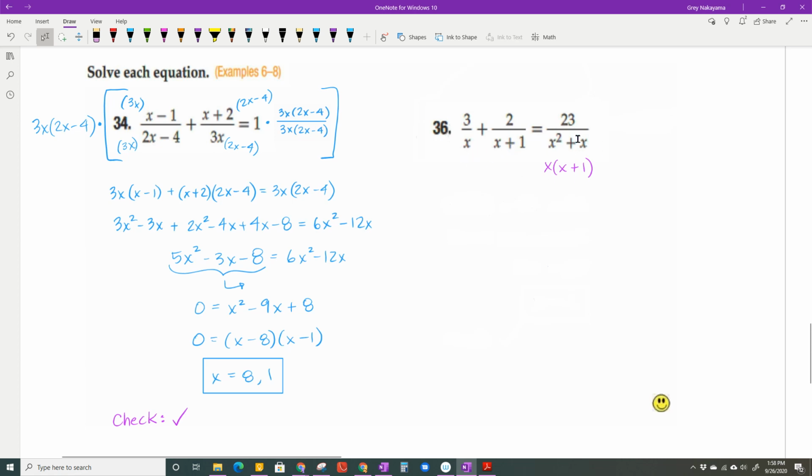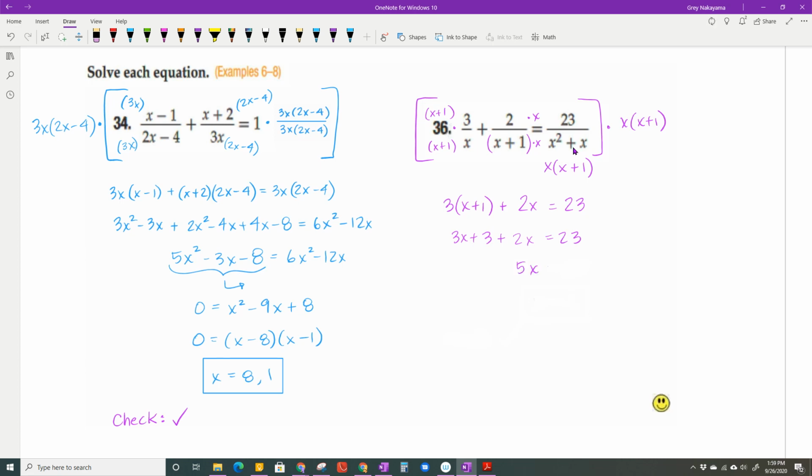So this guy doesn't need anything on the bottom, but the first one needs an x plus 1 and an x plus 1, and the second one needs an x and an x. So now all of my bottoms are the same. I'm going to multiply by what's on the bottom, and I'm going to write my numerators. So 3 times x plus 1 plus 2x equals 23. And then I'm going to distribute, and I have the same thing. And I'm going to combine.